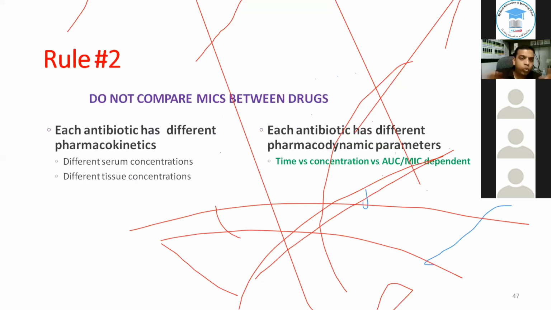Rule number 2: do not compare the MICs between drugs. Each antibiotic has different pharmacokinetics, that is, different serum concentration and different tissue concentration. Each antibiotic has different pharmacodynamic parameters. Some antibiotics like penicillins or beta-lactams are time-dependent antibiotics. Some antibiotics like aminoglycosides are concentration-dependent antibiotics. Some like quinolones are AUC by MIC-dependent antibiotics. So each of the antibiotics has different PK/PD. So do not compare the MIC between drugs.